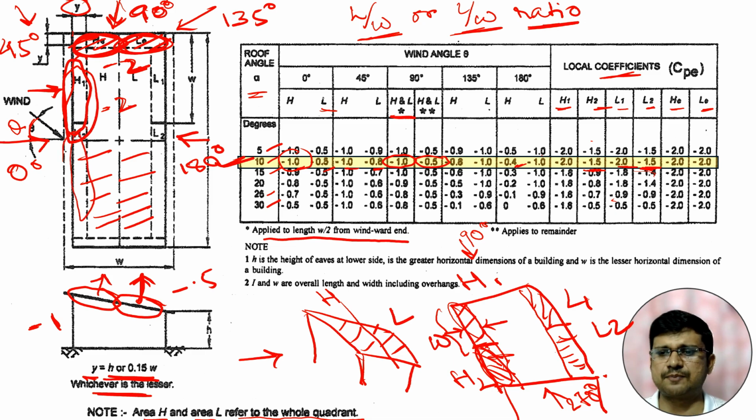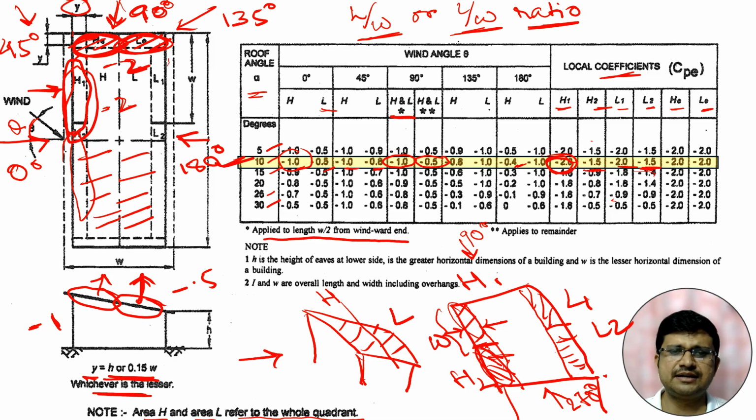And after that portion, after the corner side, we can consider the value of minus 1.5. But it is always better that for all this local zone, we consider the value of H1, which is minus 2. If we consider this value, it will be better.